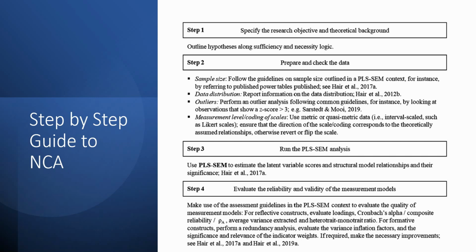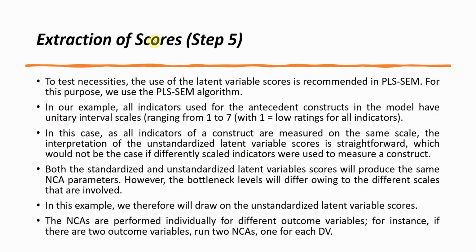Once you have assessed the measurement model, then comes into play the necessary condition analysis. The next step is now we are going to perform the necessary condition analysis. Step 5 is to generate the scores or extract these scores. In our example, we have got a Likert scale from 1 to 7 with 1 meaning low ratings for all the indicators.